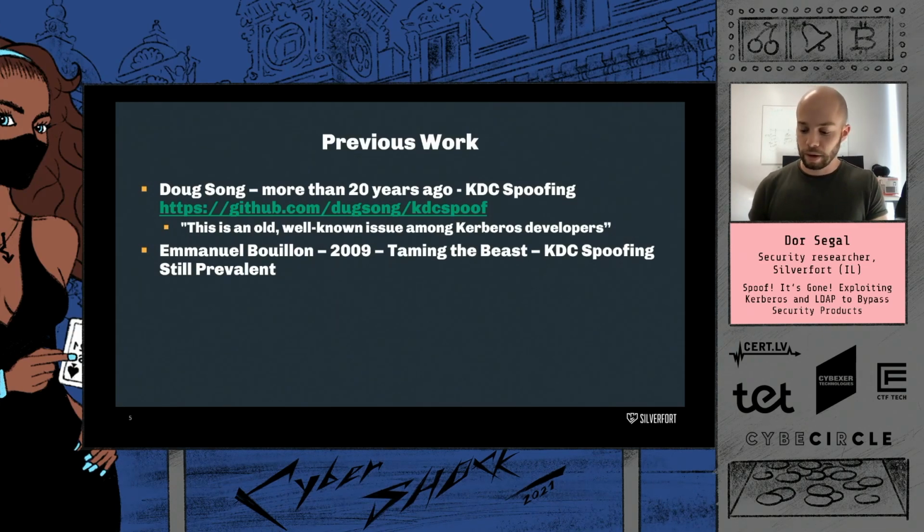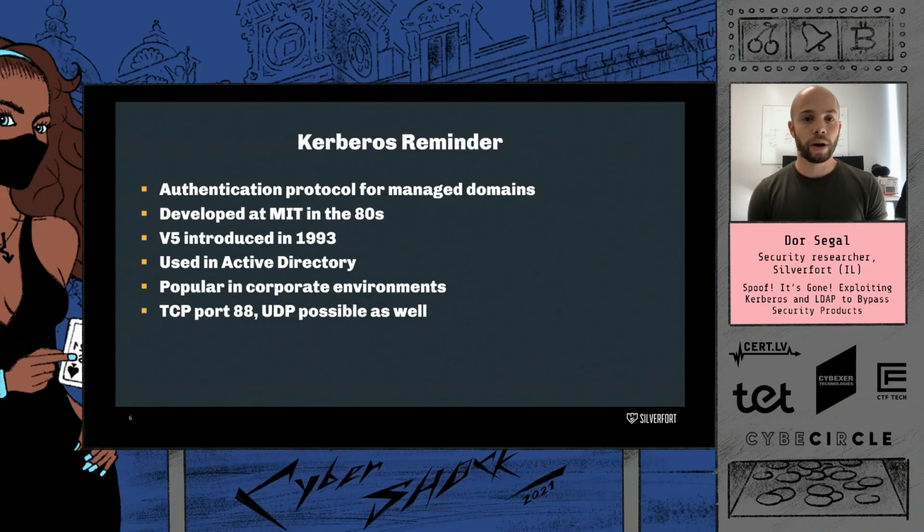Let's see how. So let's go through some Kerberos fundamentals. Kerberos is an authentication protocol for managed domains. It was developed at MIT in the 80s. Version 5 was introduced in '93, and another revision was developed in 2005. It is mainly used in Active Directory, and it is very, very popular in corporate environments. Its TCP port is 88, and it works over UDP also.